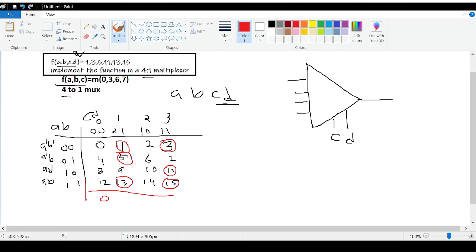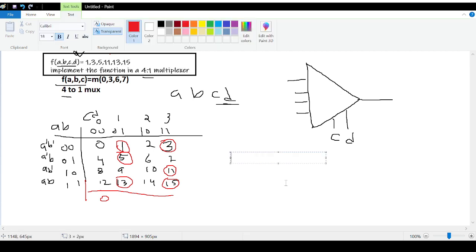Now if some are circled and some are not, then we write the equation. So for input 1, first let's go for min term 1. Min term 1 means A bar B bar, so we will take the variables of A, B. Since 1 is circled, 1 corresponds to A bar B bar. Then we have the second one, 5. For 5 it is A bar B. For 13 it is AB. Okay, and then we will simplify it.